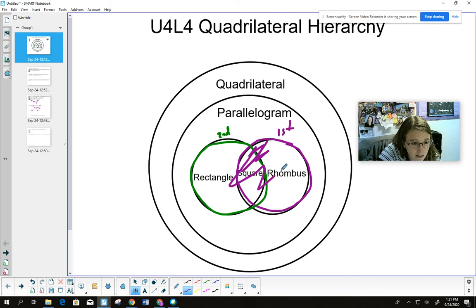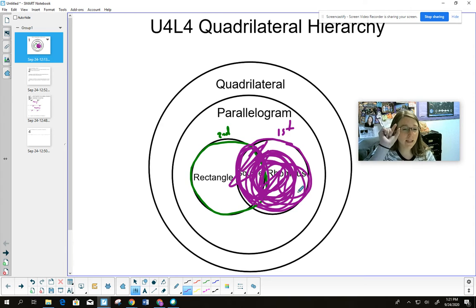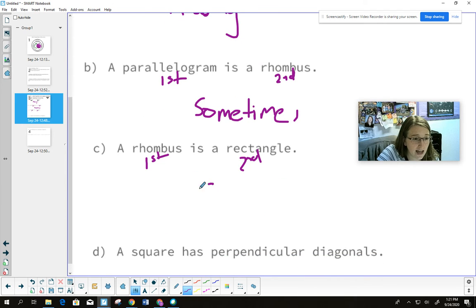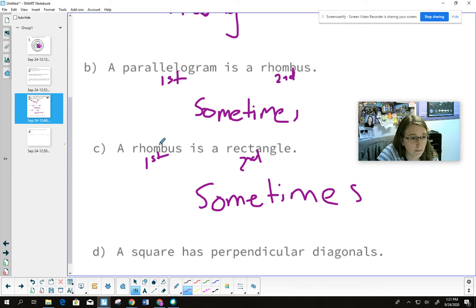Here's my first shape. I'm bad at this. This part of it overlaps with rectangle. Now again, only a part of rhombus is inside my second shape, inside rectangle. So is this going to be always, sometimes, or never, since only a part of rhombus overlaps with rectangle? Sometimes. Because only a part of my first shape was inside my second shape. This is why this is sometimes. If it's a part, sometimes.